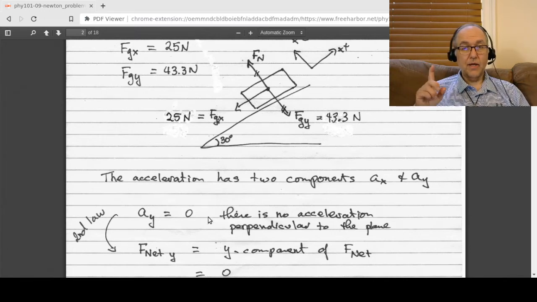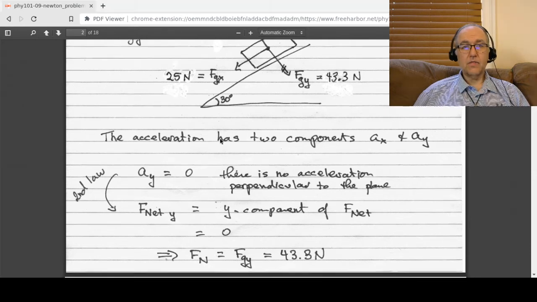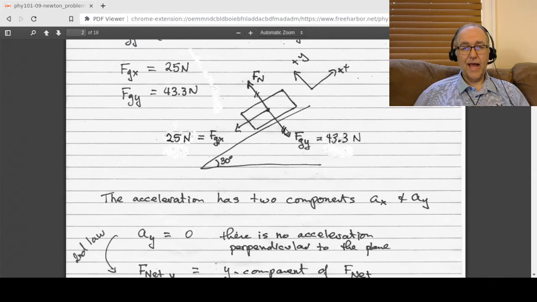Well, invoke the first law. If there is no acceleration in the y direction, then there must be no net force in the y direction. Remember what the first law says? No acceleration, no net force, or no net force, no acceleration. And that's true of the y component independently of the x component. So just looking at the y component, no acceleration in y, no net force. What does that mean? Well, that must mean that whatever FN is, it must completely cancel FGY. In other words, and I've even drawn my little hashes here, you can see the two little hashes here and the two little hashes here.